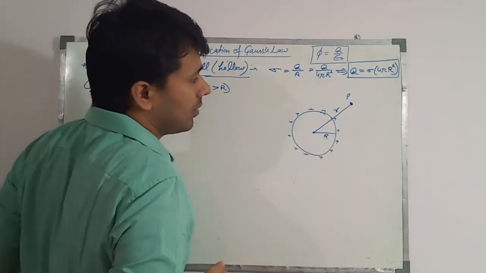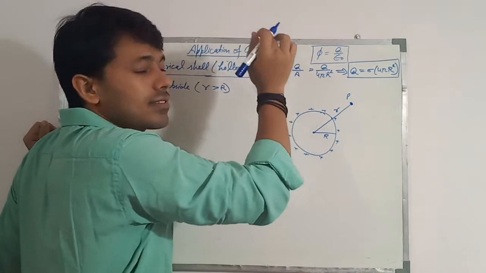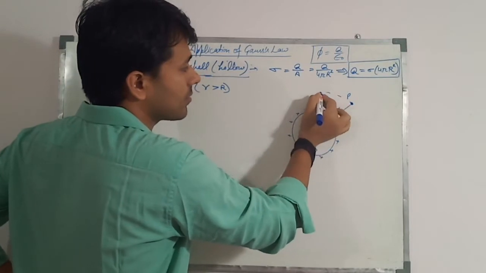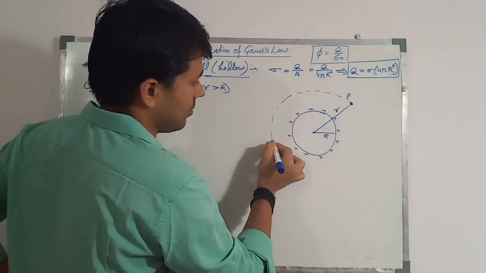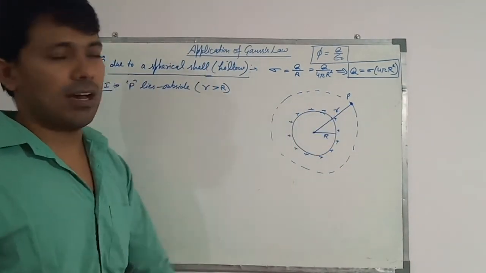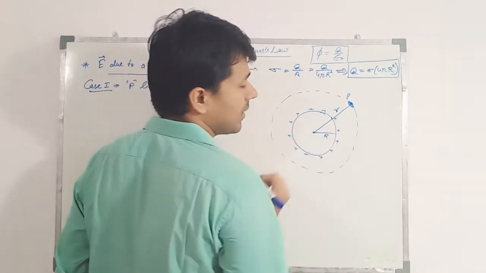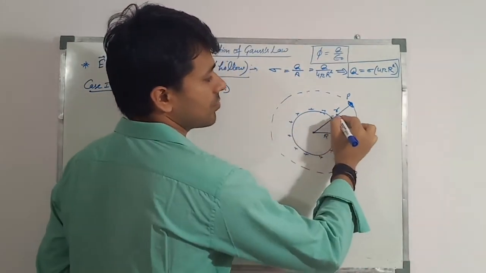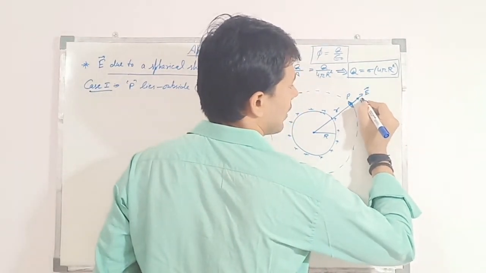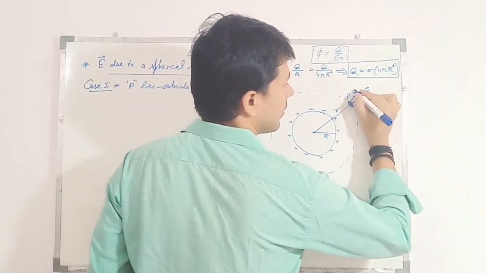What do we need? A Gaussian surface, right? This is a sphere, so it has spherical symmetry. So draw a Gaussian surface like this. This is a Gaussian surface having radius small r, right? At point P, take a small area dA like this. Due to this charge distribution, the electric field is radially outward. This is the electric field E r cap, and the area vector of this small area is also in the same direction, n cap.